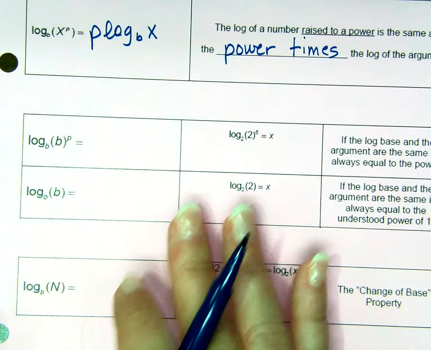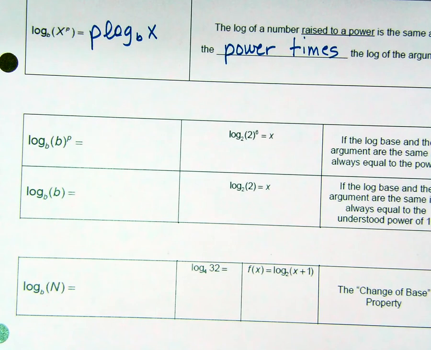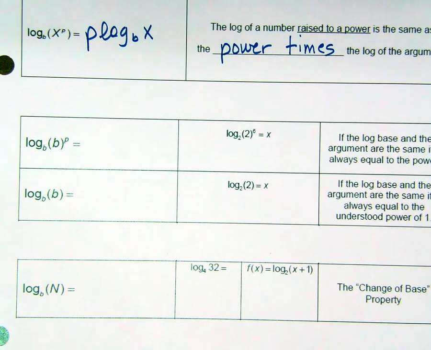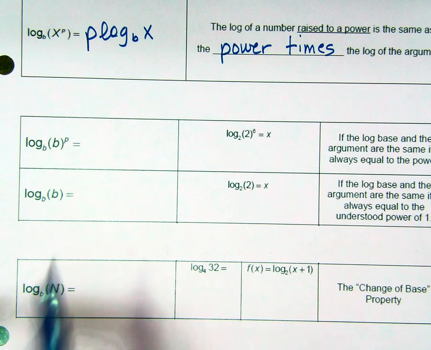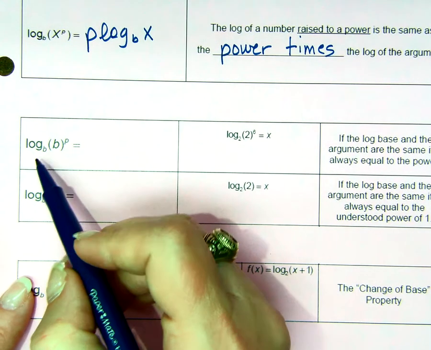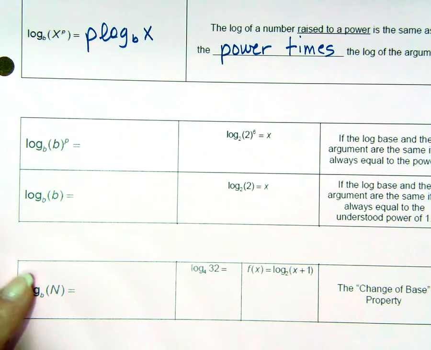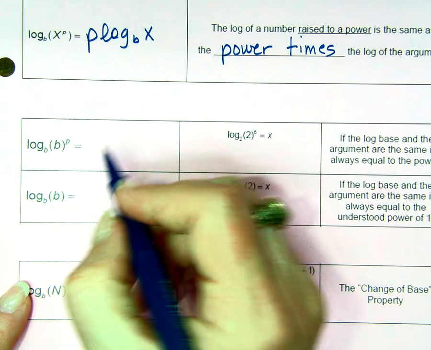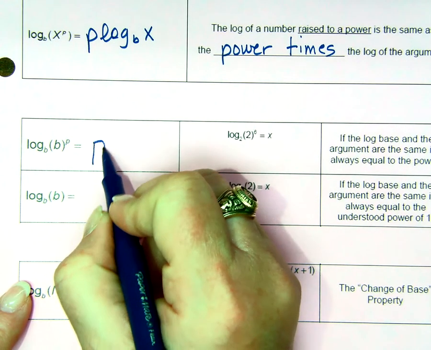Now, the other two of these are going to take us back a couple days, so we have to think with our brain. Log base b of b raised to the p. Well, we could do what we did here, right? Or we could remember what the rule is if the base and the base are the same. If the base and the base are the same, what's the answer? The exponent. What's the exponent? P.